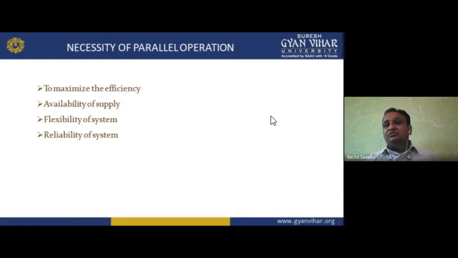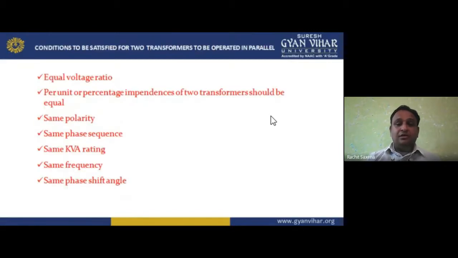So for the reliability of the system, the necessity of parallel operation increases. We want the parallel operation. I hope you understand. Now, consider the conditions to be satisfied for two transformers to be operated in parallel. One thing is very important, my dear student. Now I'm doing a parallel operation, so there are some limitations for me, for you, and for the person doing this. The conditions to be satisfied for two transformers to be operated in parallel are: first, equal voltage ratio.